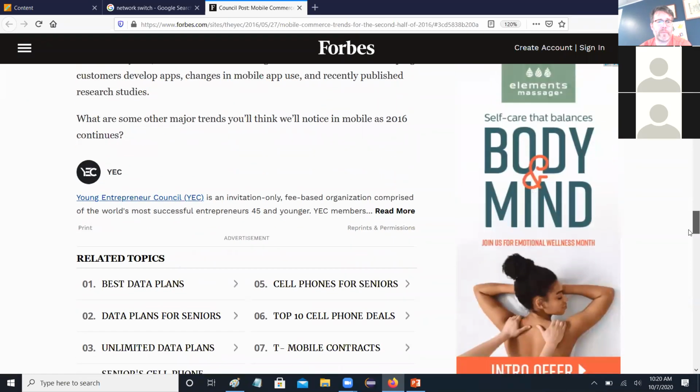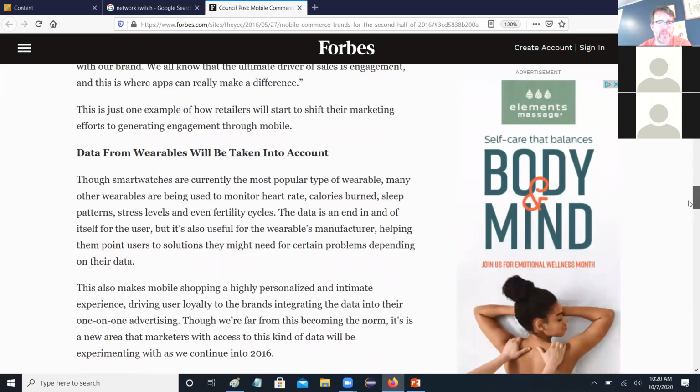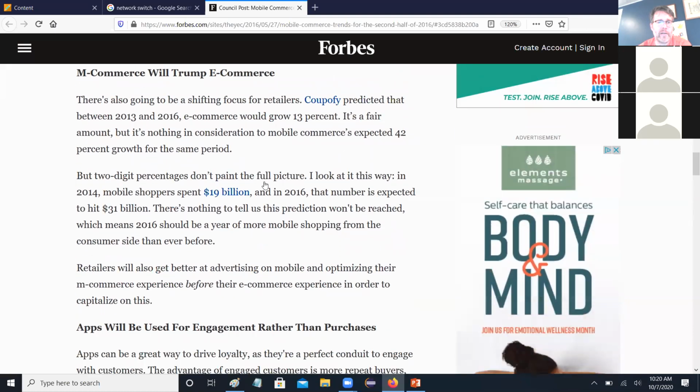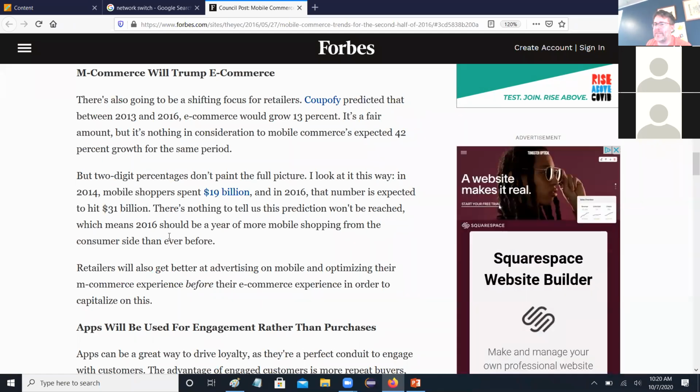What else? M-commerce versus e-commerce. Yeah, M-commerce is growing faster. 2016, that number is expected to hit 31 billion. I don't know, right? I guess maybe mobile M-commerce has gone up, but again, it's important to distinguish. When we say M-commerce, a lot of times that's not qualitatively different from anything you would do on a non-mobile device. It's just you happen to use an app that's on a mobile device.